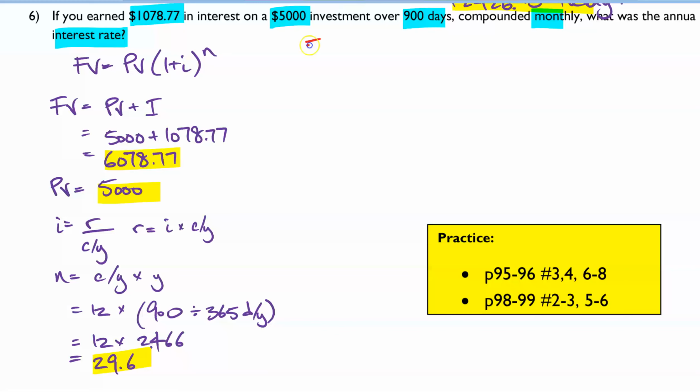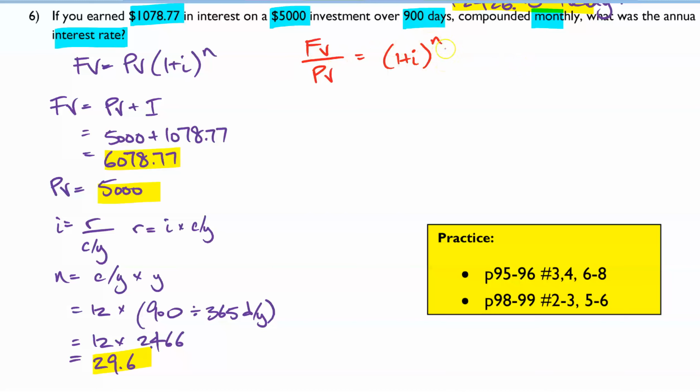So the first thing I'm going to write here is FV divided by PV is equal to now 1 plus I, to the exponent n. All right, so I got this far. But how do I get rid of the exponent n? What do I have to raise both sides by so that I can have exponent 1 on the right side? Because I'm trying to get that I by itself.